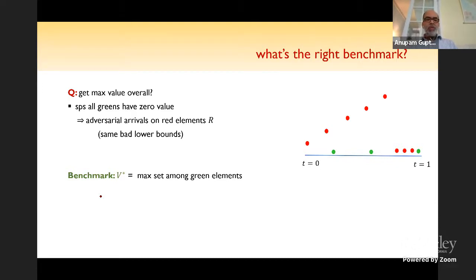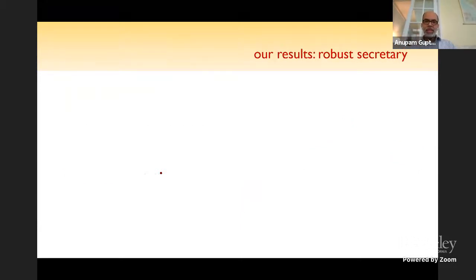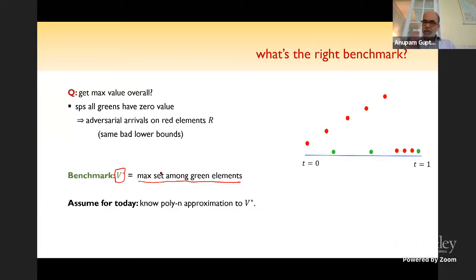And for today, I'm going to assume that I know whatever the benchmark I have. This is the value of the best set. It's not really the max set, it's the value of this max set. And for today, I'm going to assume that I know some polynomial in n approximation to this value. I can get rid of it with an additive loss. It's like a regret type loss that I might need to suffer. But for today, just imagine that I have some polynomial approximation to V star.